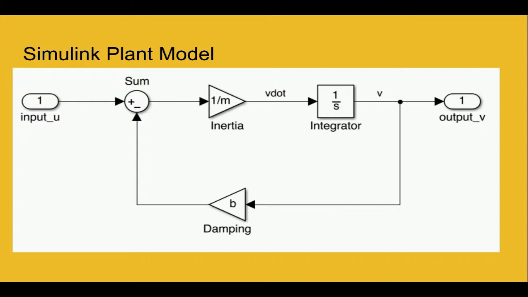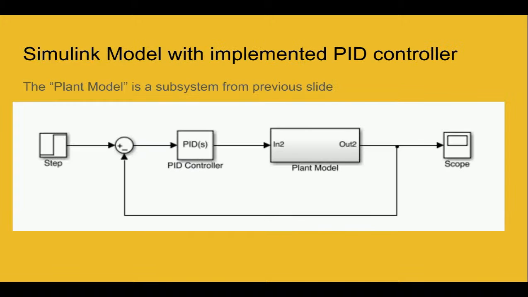This is our plant model that we created using Simulink. The input represented by input U is a control force U. The sum block sums the forces acting on our system. 1 over m is the multiplier to change the force into acceleration, since the acceleration equals the forces divided by the mass from Newton's second law. Finally, the integrator changes the acceleration v dot into velocity v. The velocity is fed back using a closed loop system, and it is output at output v.